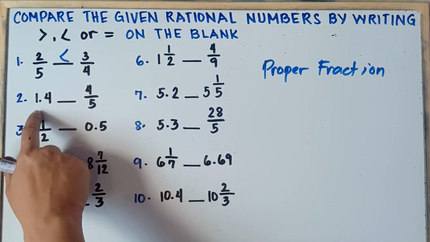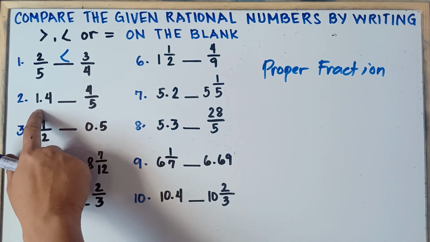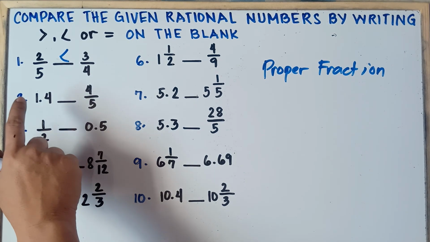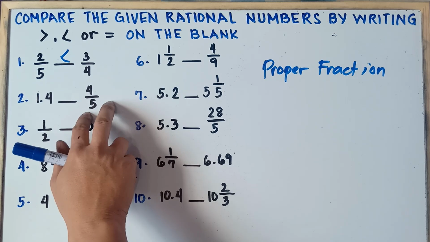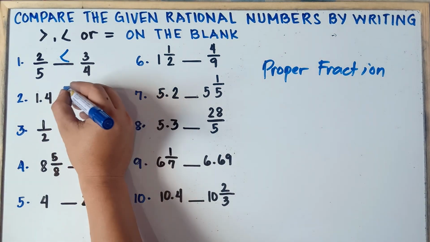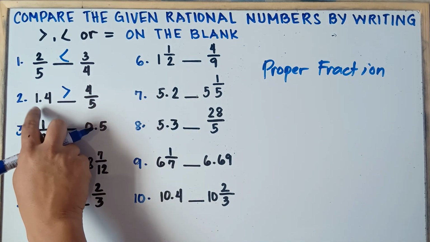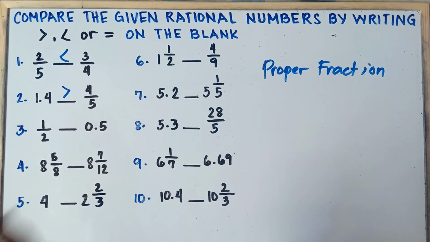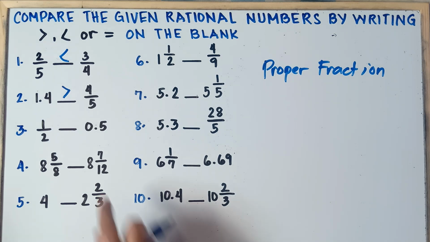And we already have one whole here. 1 is an integer, a whole number. So therefore, this one whole is greater than this fraction because we know that the fraction is part of a whole. So this is greater than because this is already a whole number class and this is just a fraction, a proper fraction. Alright, so number 3, 1/2 and 0.5.